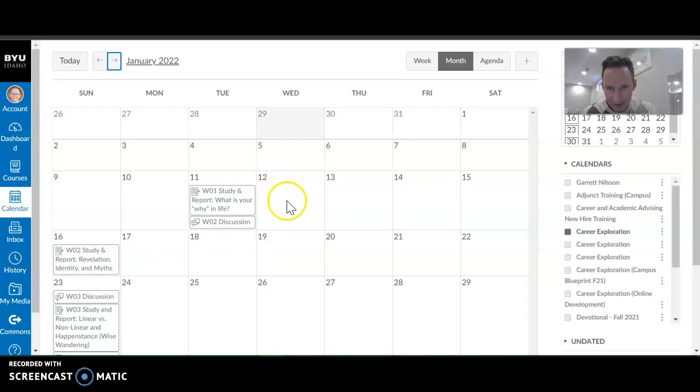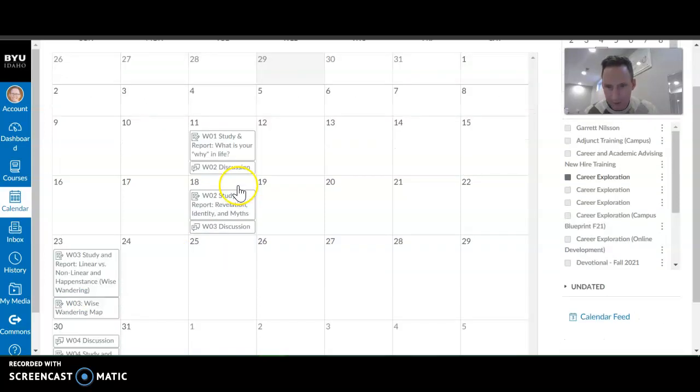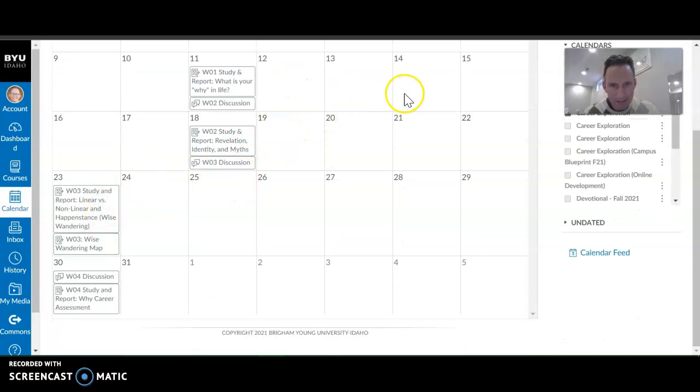So my second class is on the 12th. So my second journal will be due on the 18th and my week three discussion on the 18th as well. So simply by dragging and dropping these based on what day of the week that you teach, that's what will cue your students into what your due dates are and make everything accurate that way.